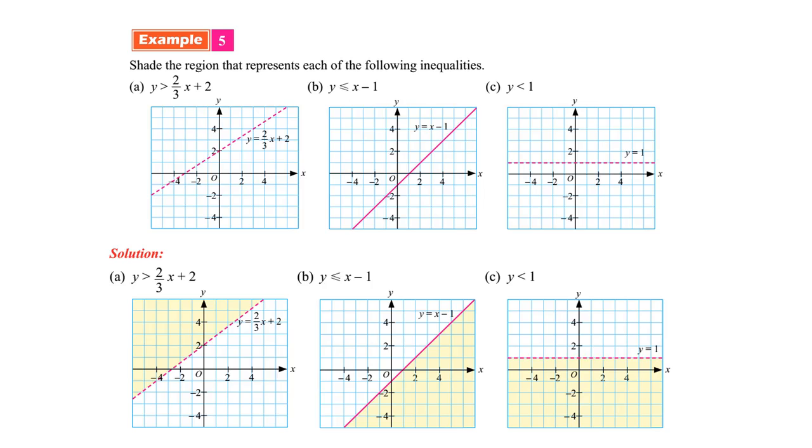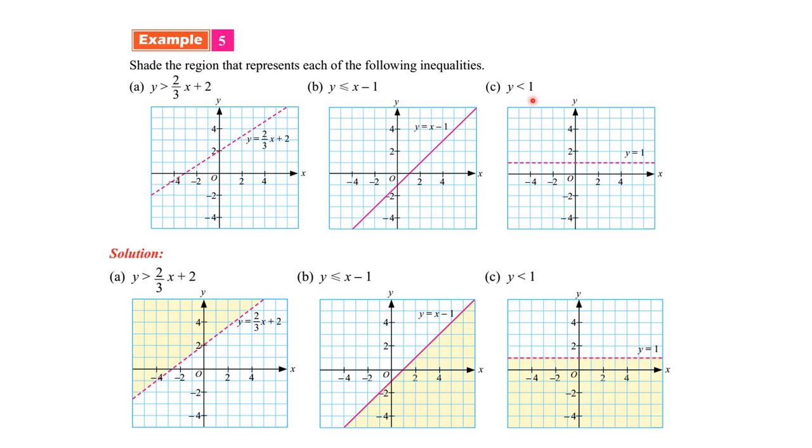Now look at example 5. Shade the region that represents each of the following inequalities. A. y is greater than 2 over 3x plus 2. The sign is greater than, so we shade the region above the straight line. B. y is less than or equal to x minus 1. The sign is less than or equal to, so we shade the region below.